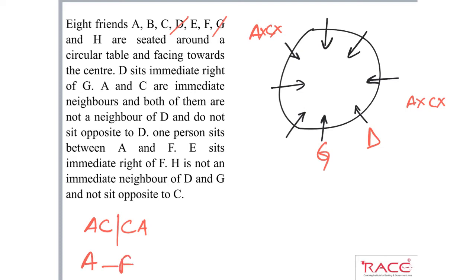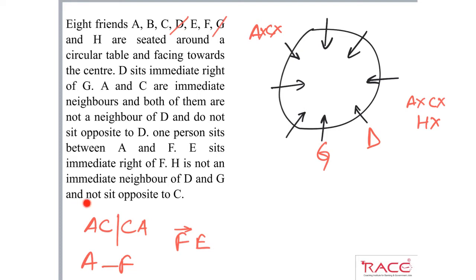Now next, E sits immediate right of F. So this is again indirect. So immediate right of F we have E. So this is F and immediate right of F we have E. I have written it separately. Now they have written H is not an immediate neighbor of D. So I will mark it here: H is not an immediate neighbor of D. Next information.